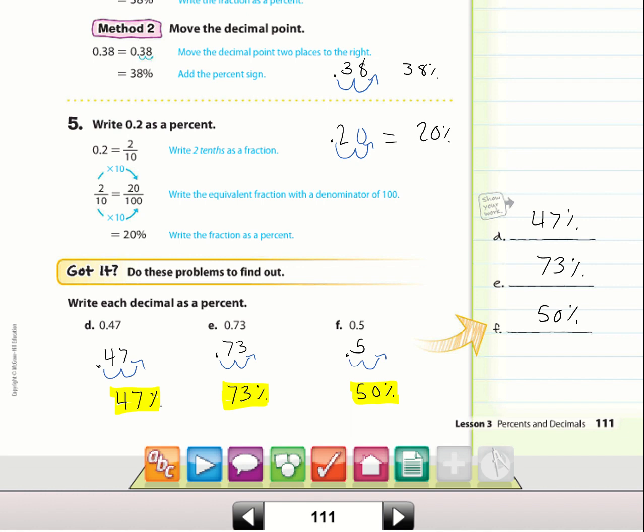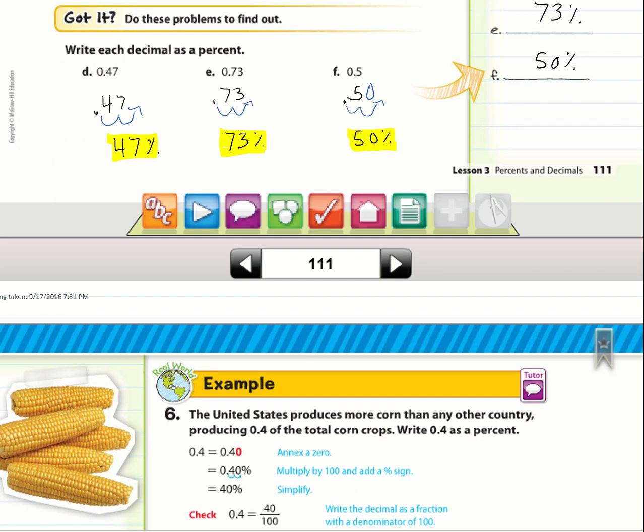So here are my final answers. To write from decimals to percents, I moved the decimal place to the right 2 places. So 47 hundredths is 47%, 73 hundredths is 73%, and 5/10 is 50%. Because I'm putting a 0 in place for my empty loop.